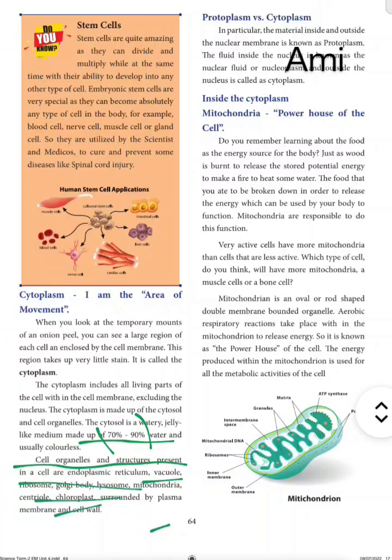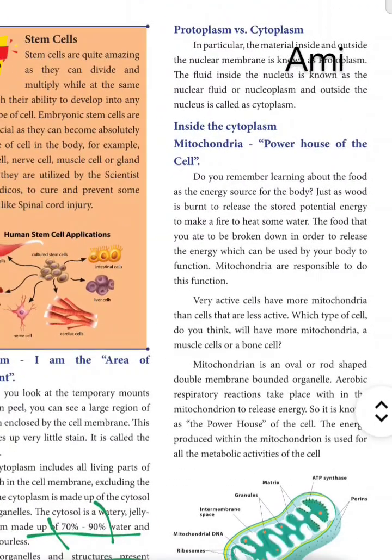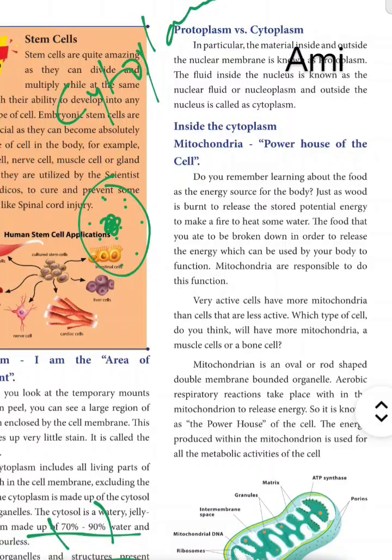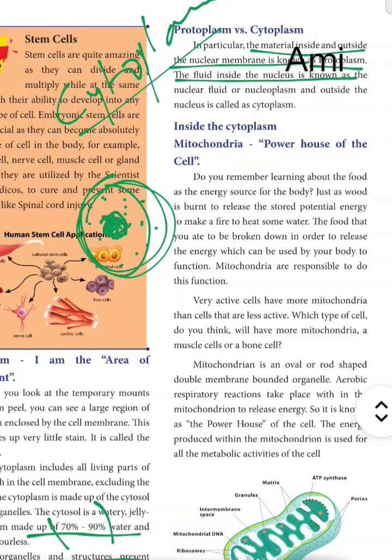Now we are going to see the difference between protoplasm and cytoplasm. If a cell has a nucleus, it also has cytoplasm. The cytoplasm is present inside the cell. The fluid inside the nucleus is known as nucleoplasm, and the fluid outside the nucleus is cytoplasm. Hope you can understand the difference between the three.